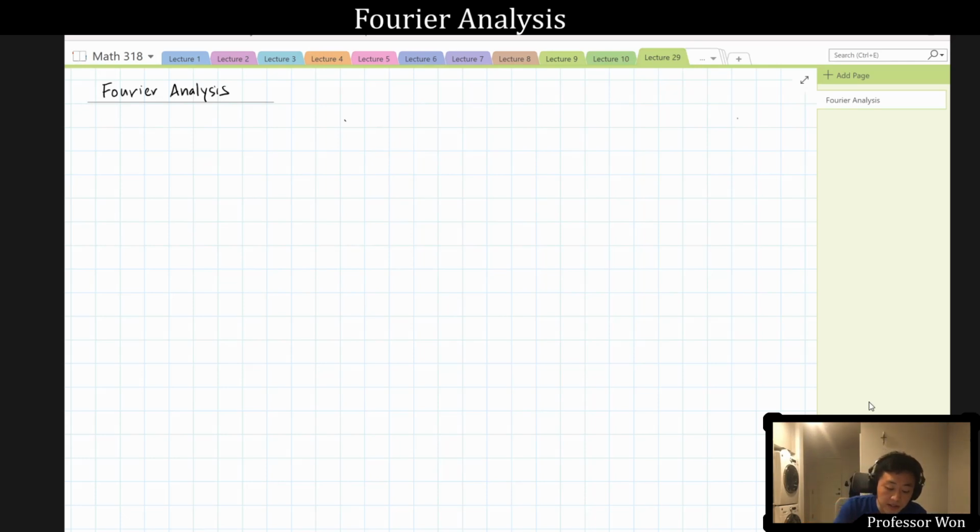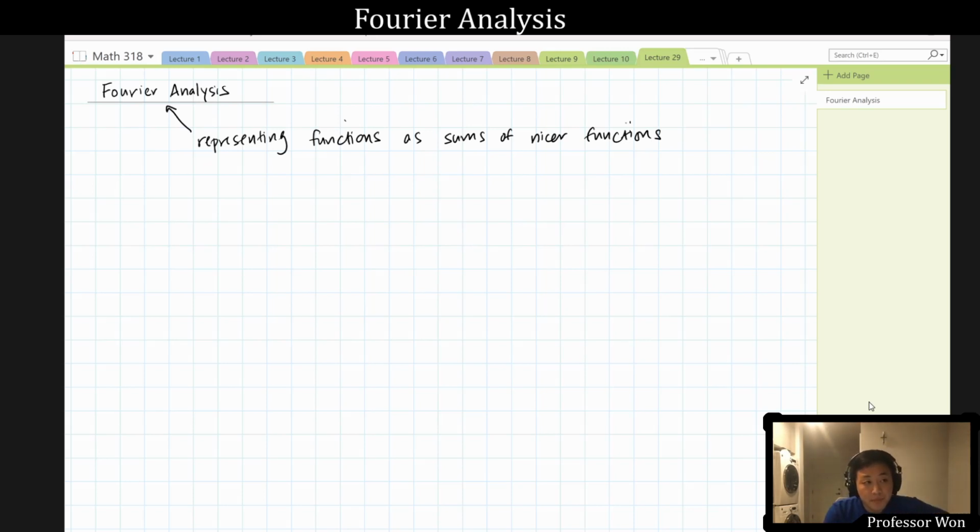Okay, so what is Fourier analysis? In broad strokes, Fourier analysis is about representing functions as sums of nicer functions. Now, this is a pretty broad definition of Fourier analysis. We'll look at some specifics in a second. But if you can represent a function as a sum of nicer functions, then you can also approximate it, right?